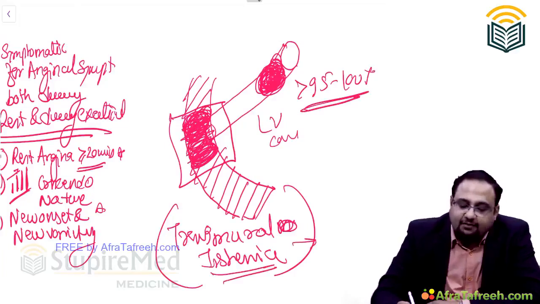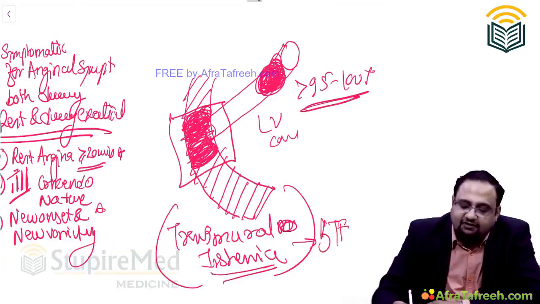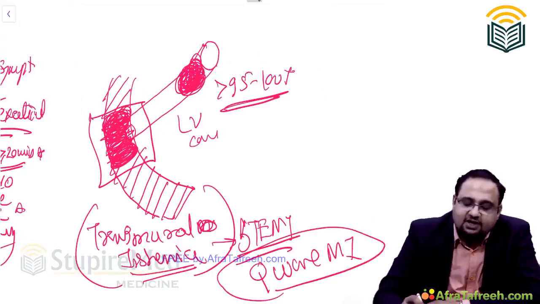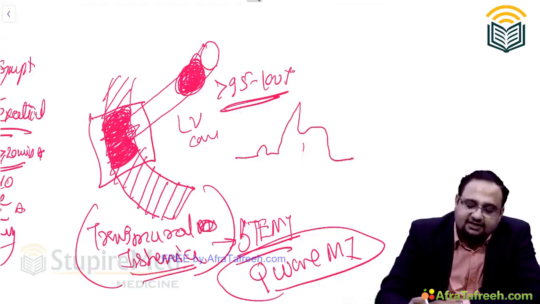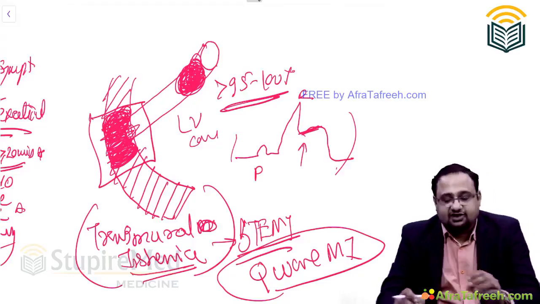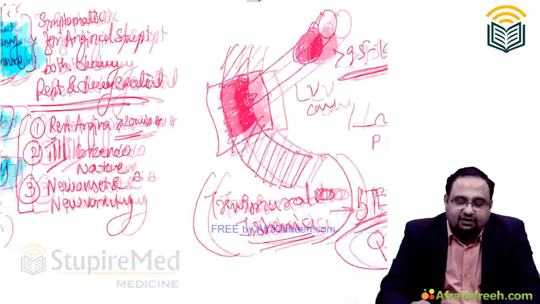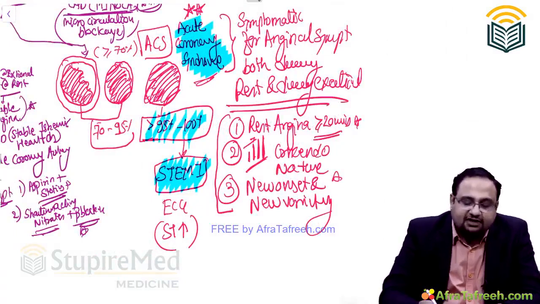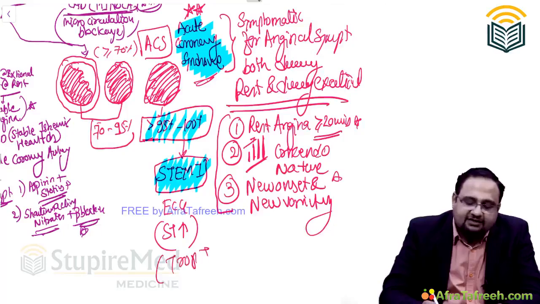This is known as ST segment elevation myocardial infarction. The old terminology was Q wave myocardial infarction, because whenever transmural infarction happens, you will get ST elevation on the ECG. Here is the P wave, this is the R wave, and you can see this ST segment which is elevated above. So this is very important, and that is the reason I was explaining that any blockage of more than 95 to 100% is known as ST segment elevation myocardial infarction. Remember, your troponin I and CPK-MB will be raised.